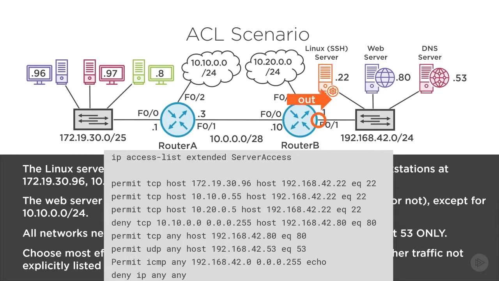I have the base configurations on router A and B, and I can SSH into each of them. And additionally, I'm using OSPF as my routing protocol to get the routes from router A to router B, and that way I don't have to use my static routes. So let's go apply this to router B. And then before we actually apply it to the interface, we're going to start testing from 172.19.30.96 with Wireshark first, and then we'll apply the access control list second.